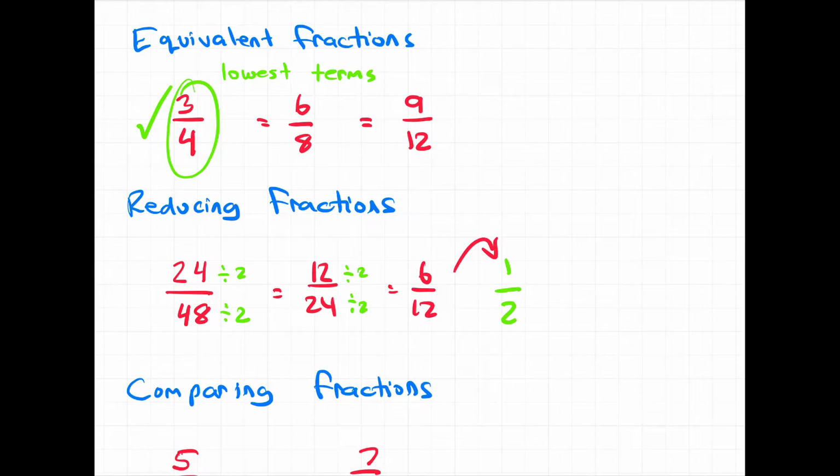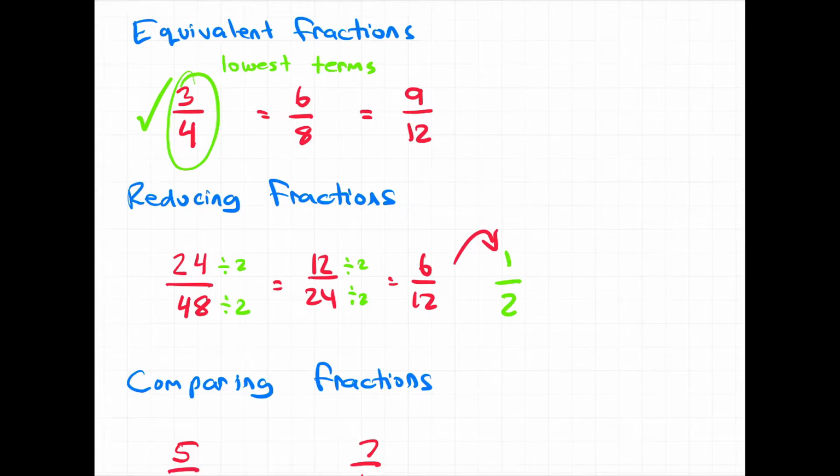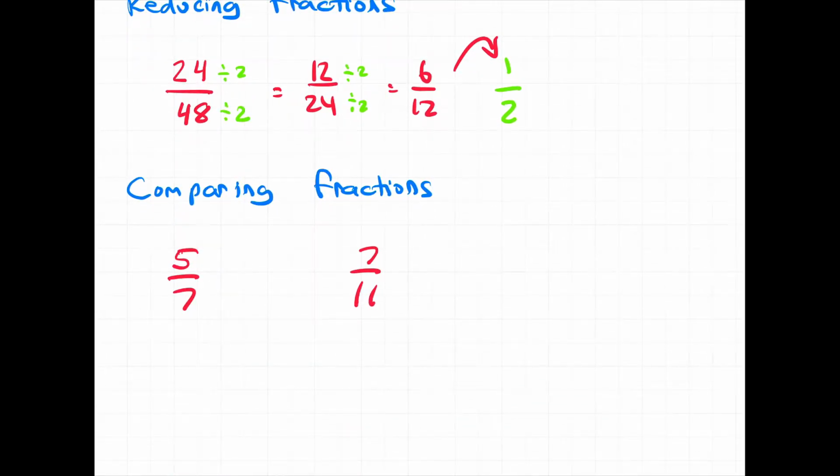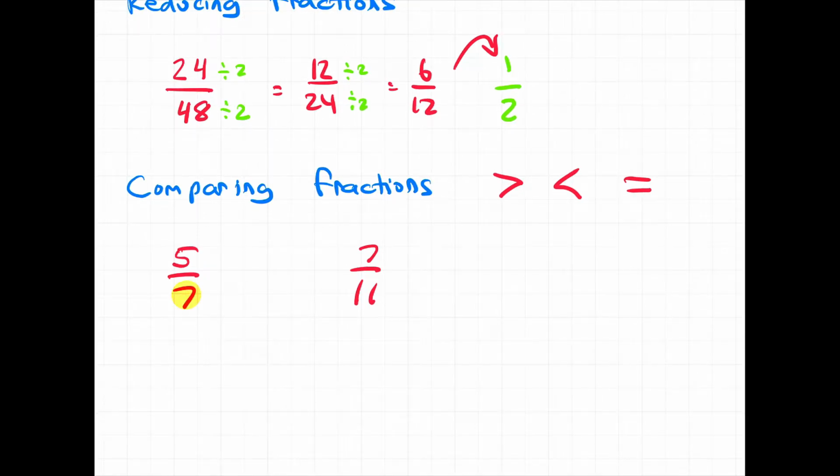Okay, now what about comparing fractions? Well, with comparing fractions, I'm trying to see which one is larger or smaller. So I want to put one of these signs in there, and quite often they could be equivalent or equal as well. So to do that, what I need to do is I need to have this denominator the same. And the easiest way to do this is just to multiply the one denominator by the other denominator.